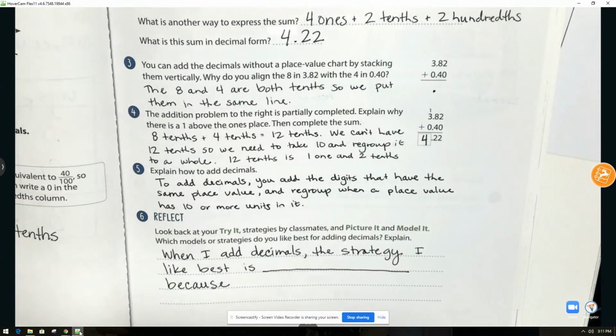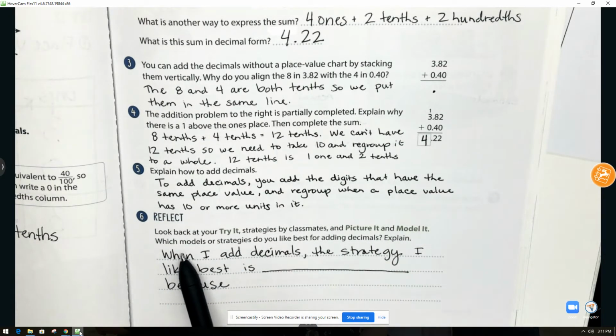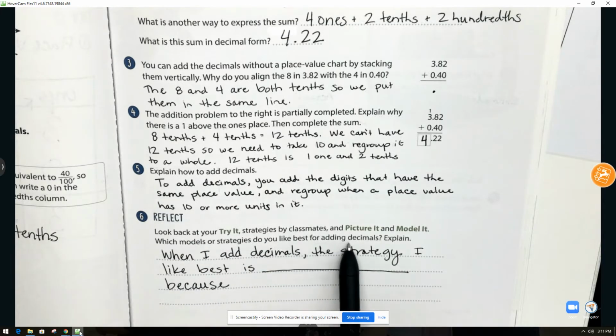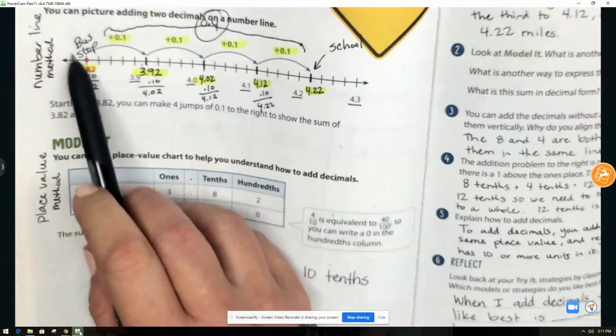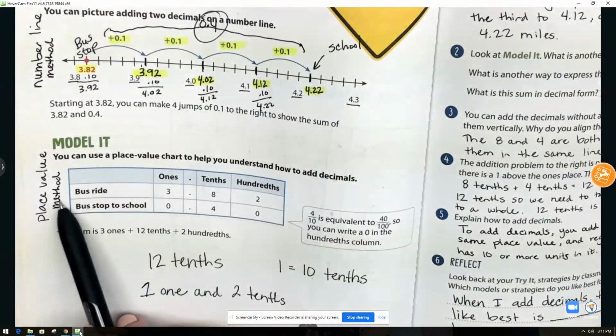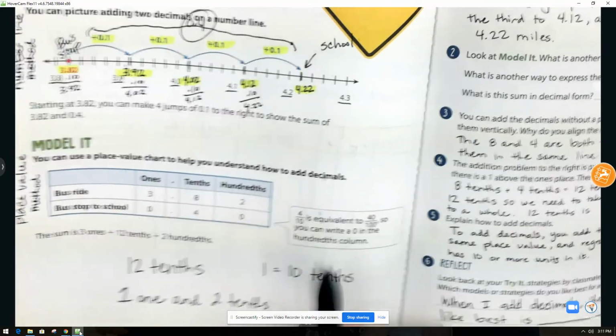So right now, I want you to think. Look back at your try it strategies and picture it and model it. Which models or strategies do you like best for adding decimals? Explain. Do you prefer using the number line method or the place value method?